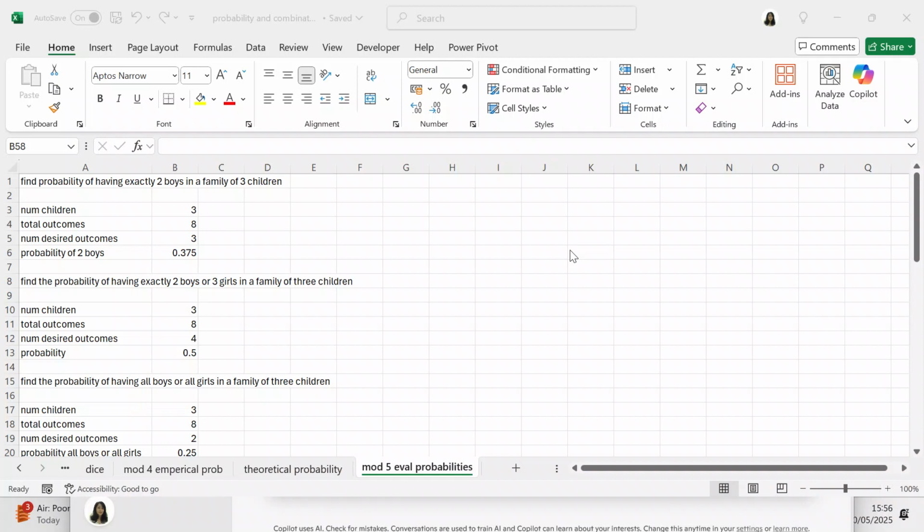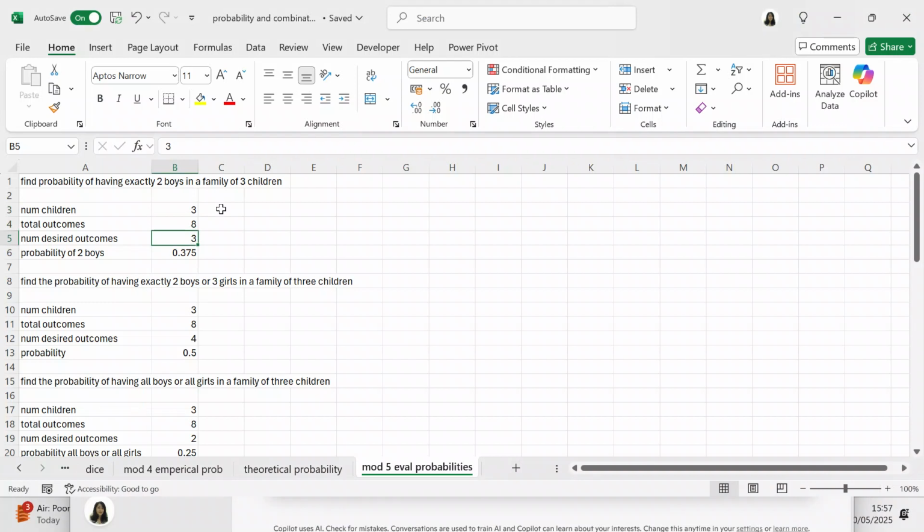Okay, so the first question you have is: find the probability of having exactly 2 boys in a family of 3 children. So your number of children is going to be 3, and then your total outcomes is going to be, sorry, the total outcomes is going to be 8, because it's 2 to the power of 3, which is 8. And then the number of desired outcomes is going to be 3.